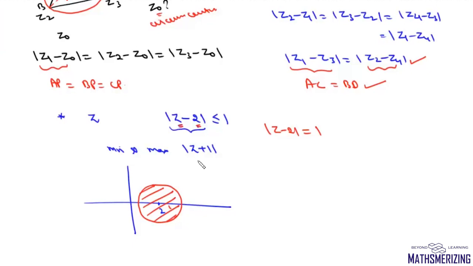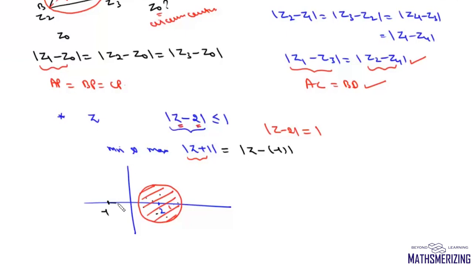Now it says we need to find the minimum and maximum value of mod Z plus 1. Again we have a modulus here. That means this is the distance between 2 points. In this case, this is the distance between Z and minus 1. Remember, it is Z2 minus Z1, so there should be this minus sign. So we are talking about the distance between Z, which is any point on or inside this circle, and minus 1. We need to find the minimum and maximum value of mod Z plus 1.